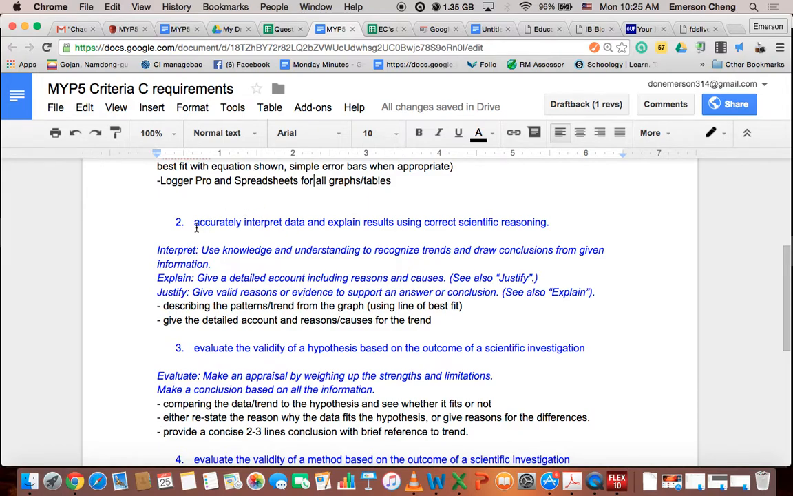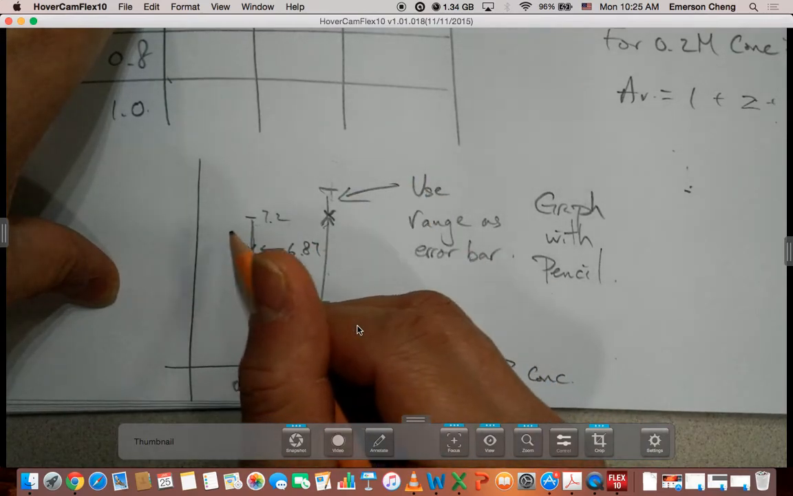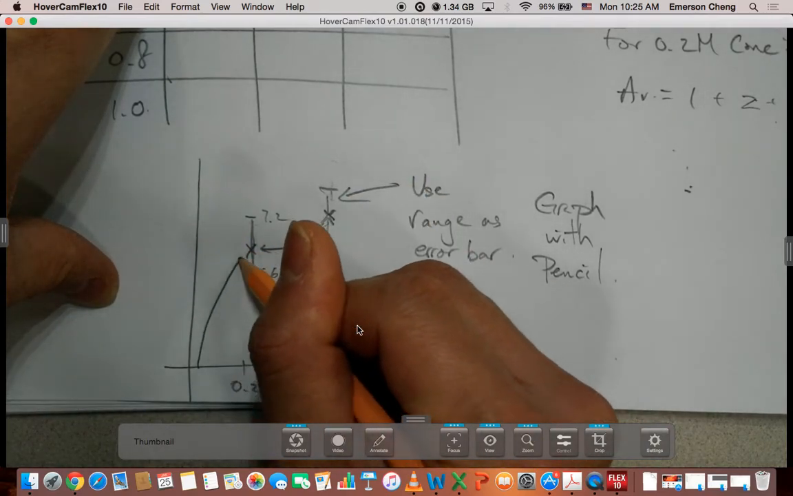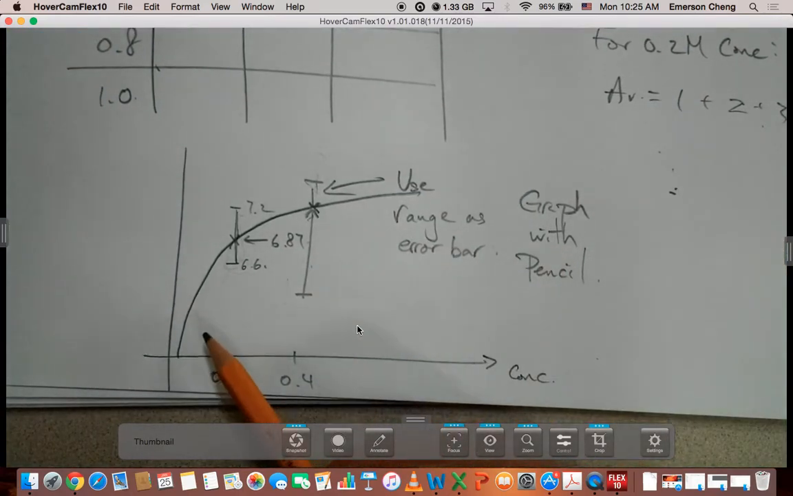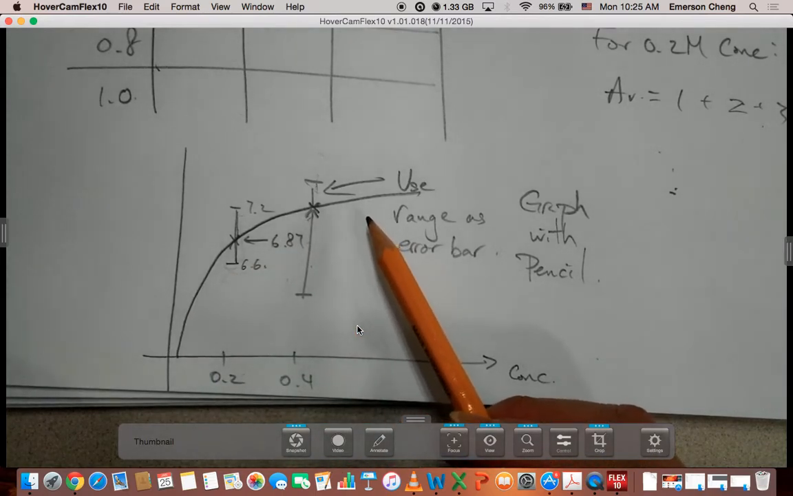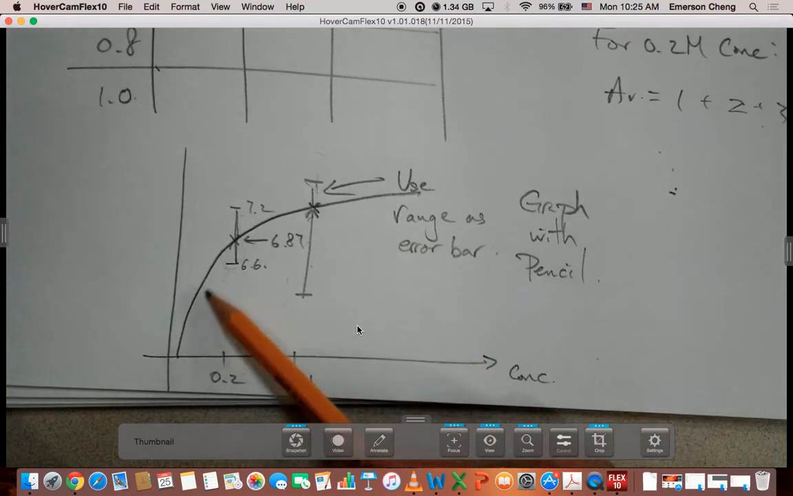Also, what you need to be able to do is accurately interpret data and explain results using correct scientific reasoning. Now, when you do that, you should look at your graph, describe patterns and trends from the graph using the line of best fit, give detailed account and reasons for cause for the trend. So, let's just say this is your line and your graph looked like this for some reason. I'm making stuff up, okay? So in this case, you will need to give detailed accounts. When I'm saying detailed account, I'm not saying use one line or two to describe this graph, okay?